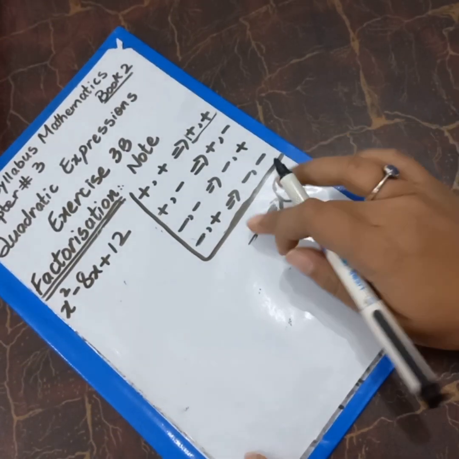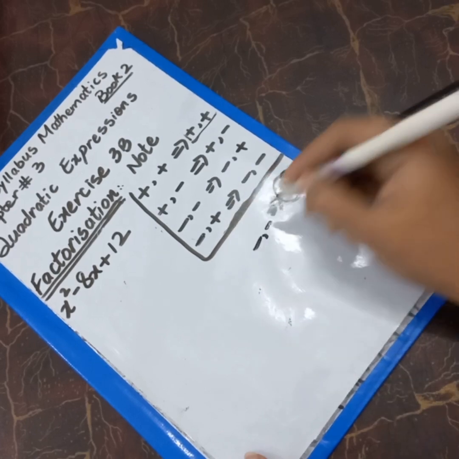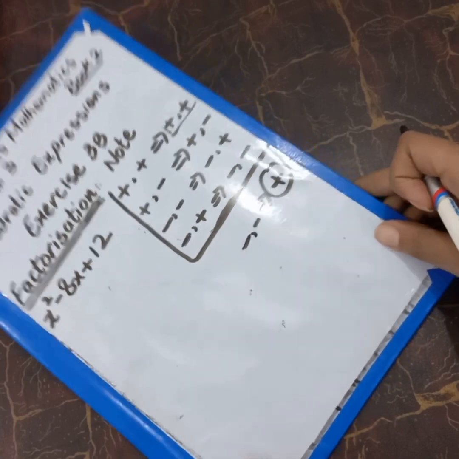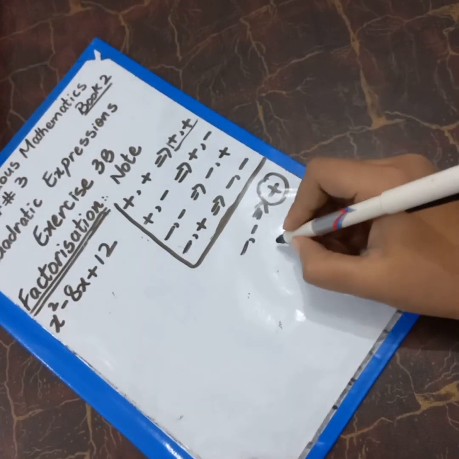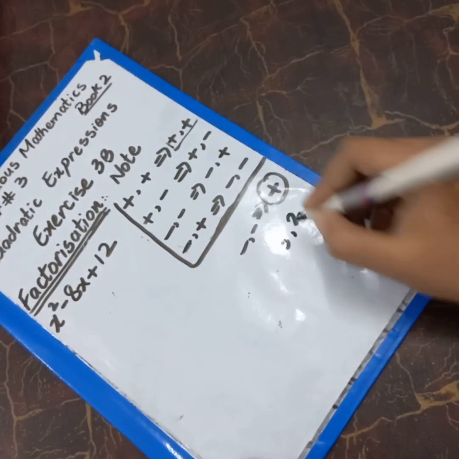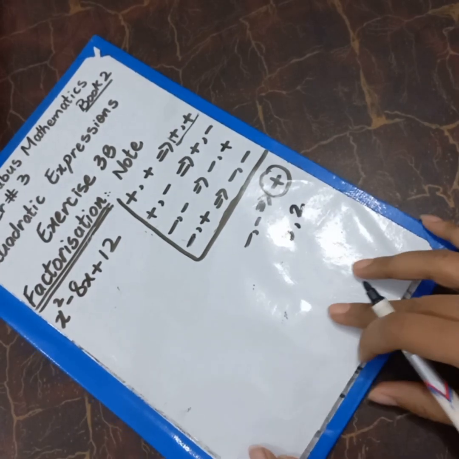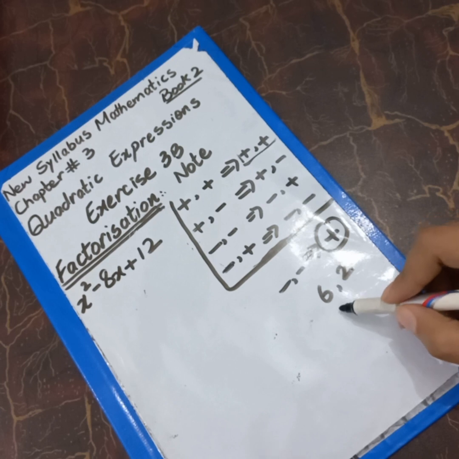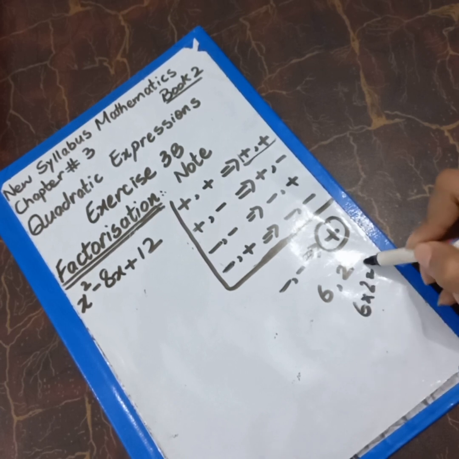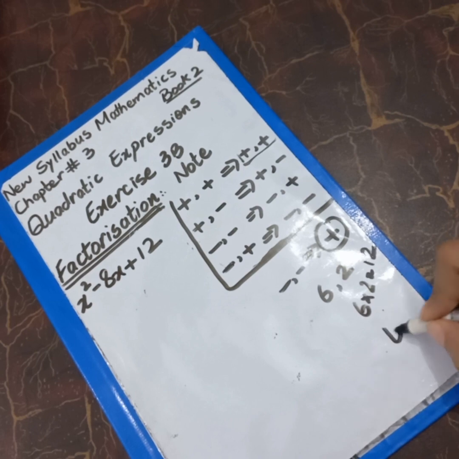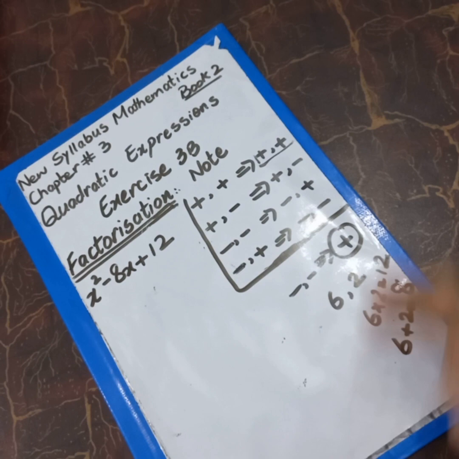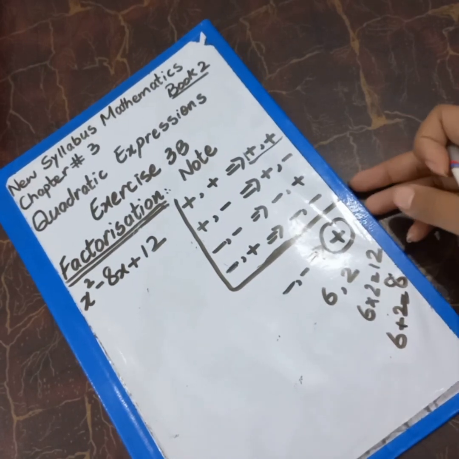Yes, think about it. You can use a pair of 6 and 2. Why 6 and 2? Because 6 multiplied by 2 is 12 and 6 plus 2 is 8. In this way you can use. So let's start.